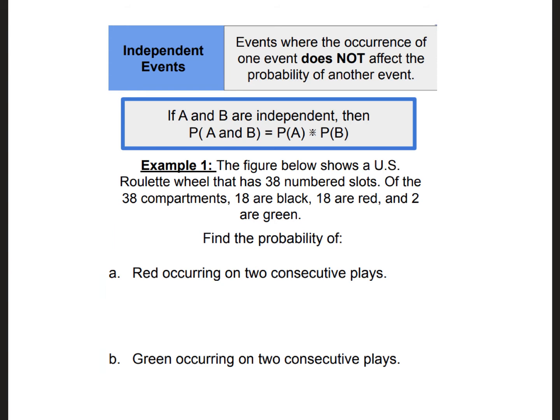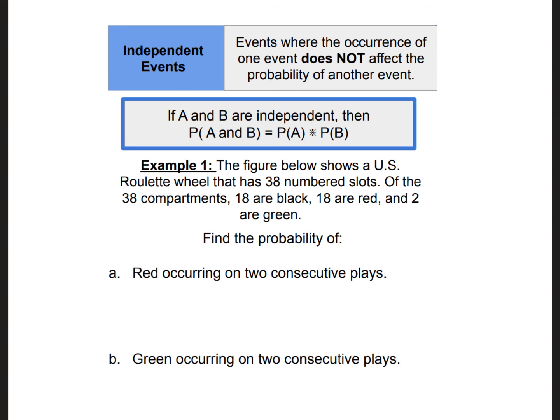So if A and B are independent, then the probability of A and B is the probability of A times the probability of B. Example 1 says, the figure below shows a US roulette wheel that has 38 numbered slots. Of the 38 compartments, 18 are black, 18 are red, and 2 are green. We're going to find the probability of red occurring on 2 consecutive plays. So I know that these are independent events because if I spin the wheel one time, that has no effect on what happens the next time.